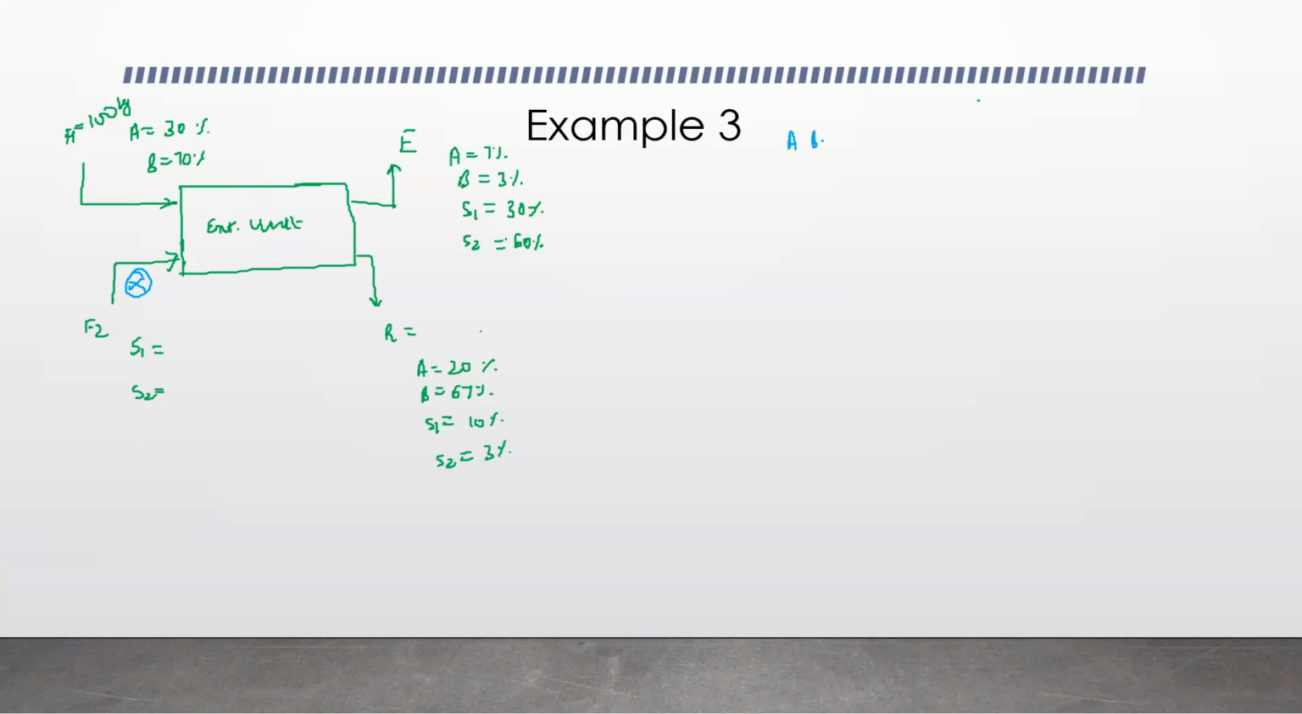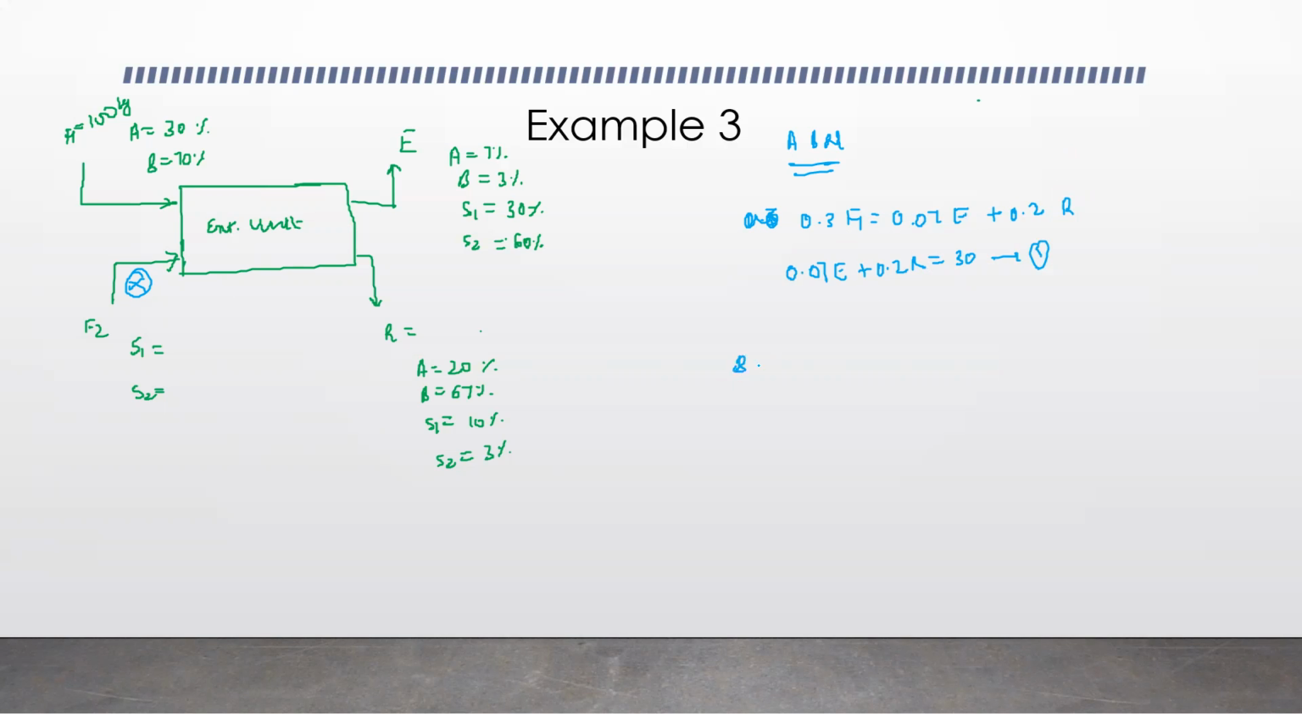So let's balance A. The A balance equation is 0.3 into F1, that is A in the feed, is equal to 0.07 E, that is A in the extract phase, plus 0.2 into R. F1 is 100, so basically you'll get 0.07 E plus 0.2 R is equal to 30. That is your equation number 1.